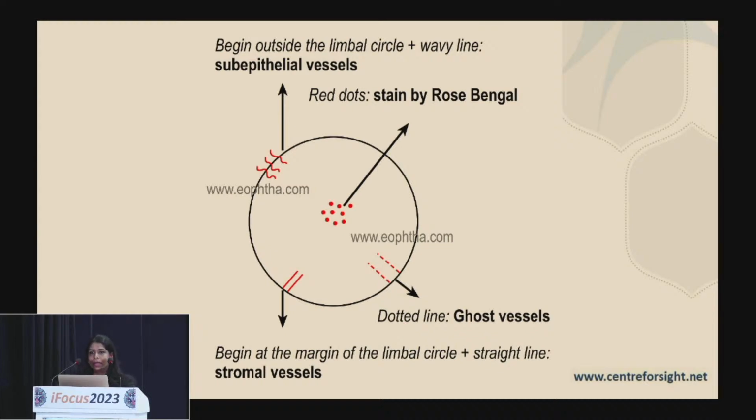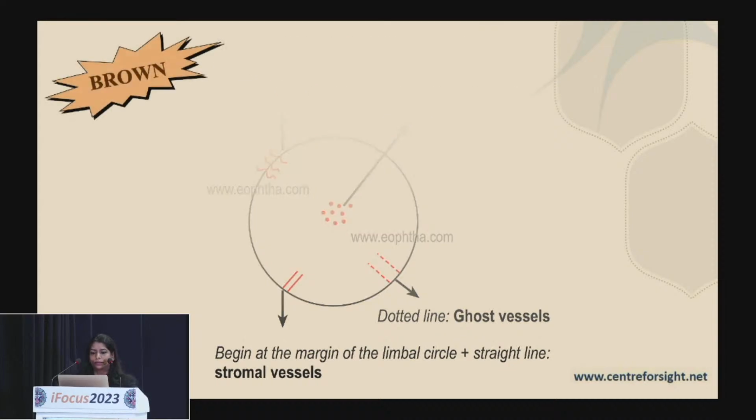When it is regressing, you will see that the patient is responding or not. And the deeper vessels, the stromal vessels, are drawn as solid lines which start from the limbus. Ghost vessels, who will tell me what ghost vessels are? They're the empty vessels, right? Yes, good. So these are drawn as dotted lines. And rose Bengal stain as solid red dots.